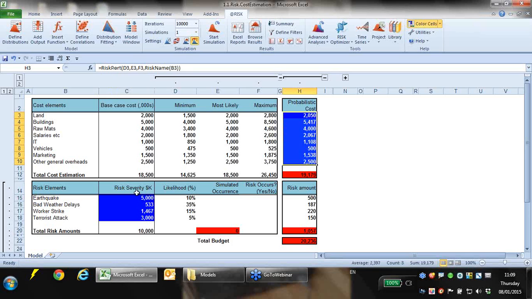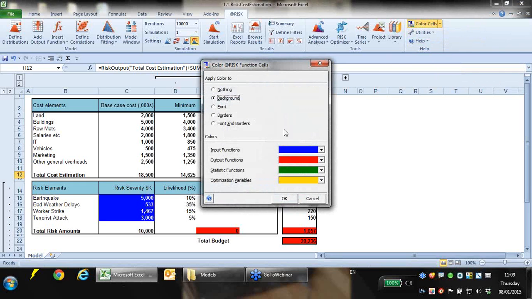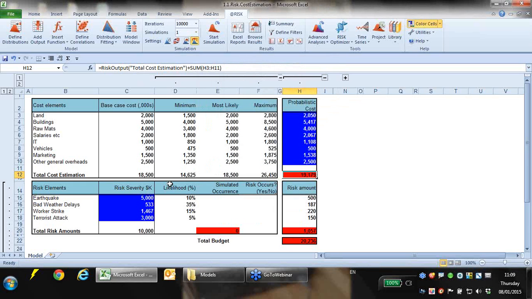Incidentally, if some of you are looking at this and wondering why the cells are coloured blue and some are red, the blue ones are the input distributions and the red ones are the outputs. And you have this option up here in @RISK 6.3 to colour the cells, and you could say exactly what colours you want to apply to your inputs, your outputs, your statistics, and optimization variables, and so on. So these blue ones down here have all got a distribution.